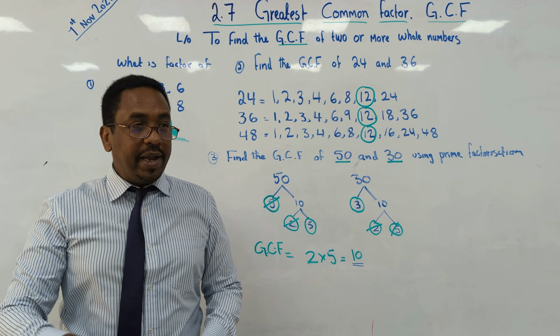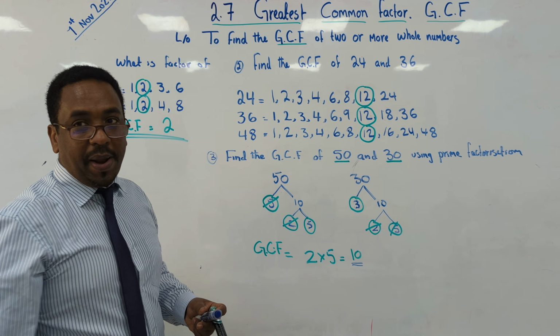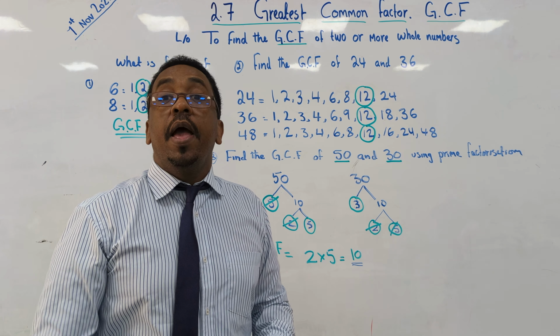If you have a large number, it's easier to use prime factorization. But if the number is small, then you can just list them like this. Usually, in the quiz, I will not give you a big number, or I might give you a small number, but I will explain to you which method is best to use. Does that make sense?